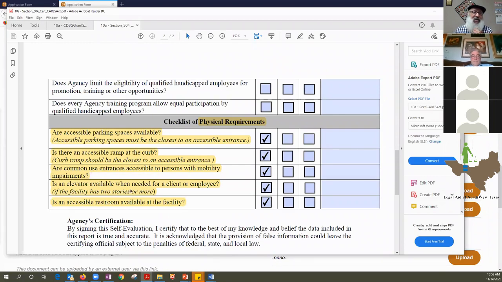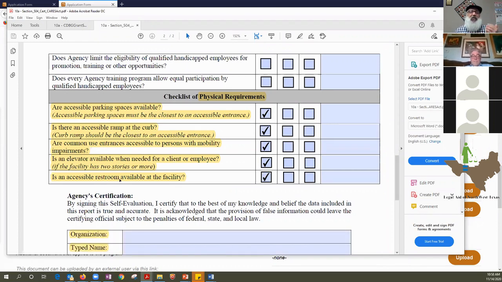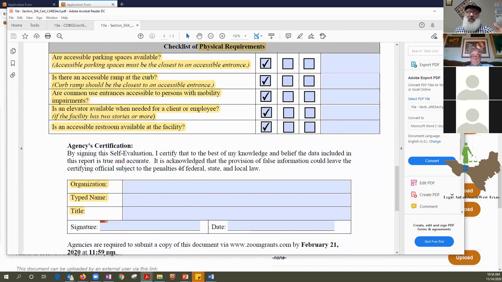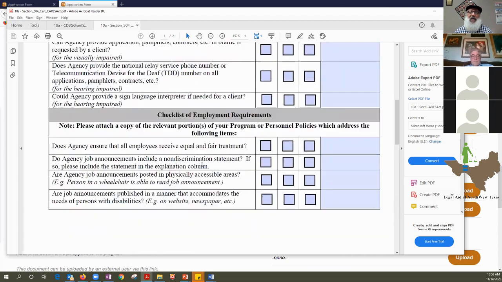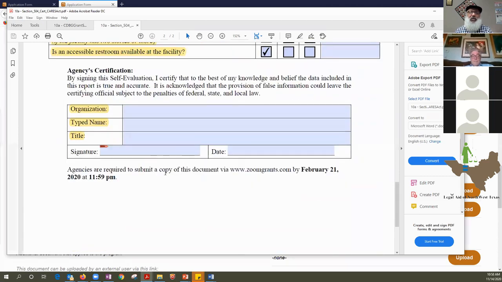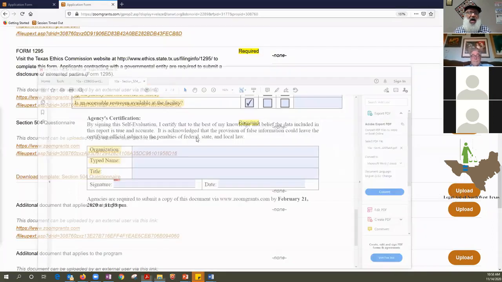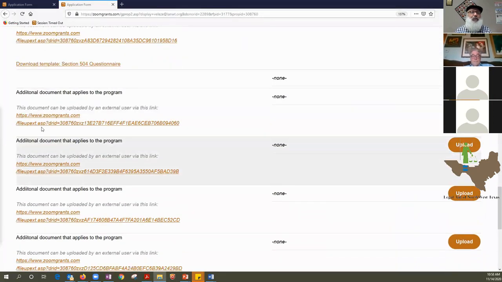Is an elevator available when needed for a client or employee? So if you're on the second floor, how can somebody with a wheelchair get to you? Is an accessible restroom available at the facility? If you are having a physical facility, you need to think of these things, which most people who are getting the facility will realize is from the Americans with Disabilities Act that always needs to be kept up to date. So again, this doesn't apply. So I would just click NA, and then at the bottom, put my information, and then upload this as a questionnaire 504. And then any other documents that you want to include.